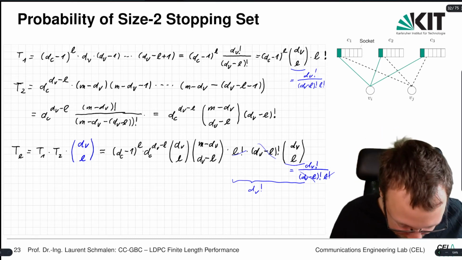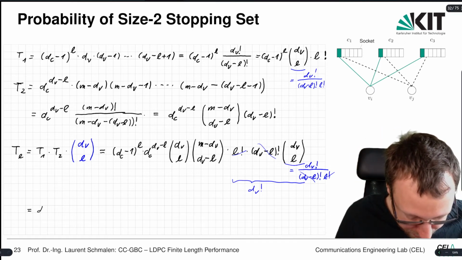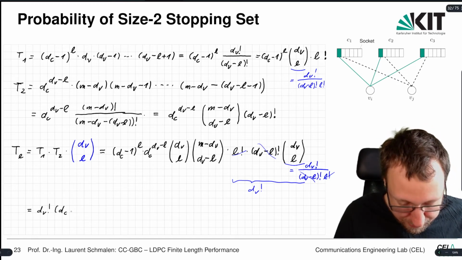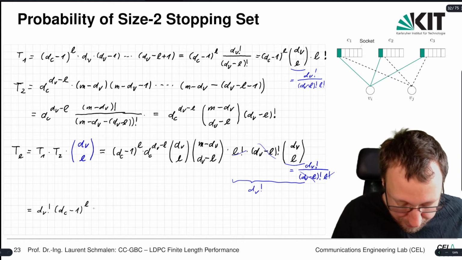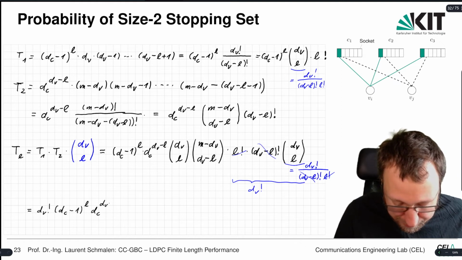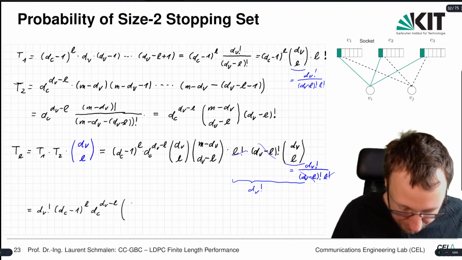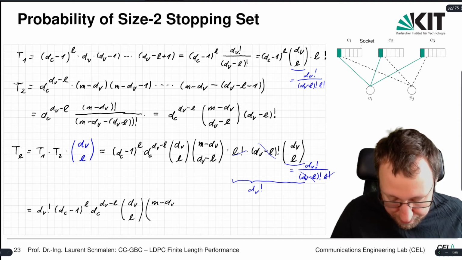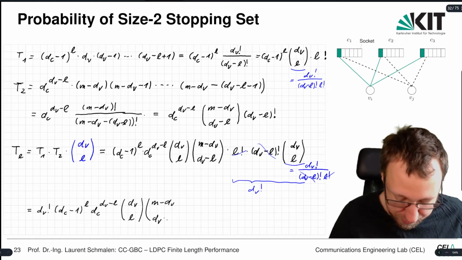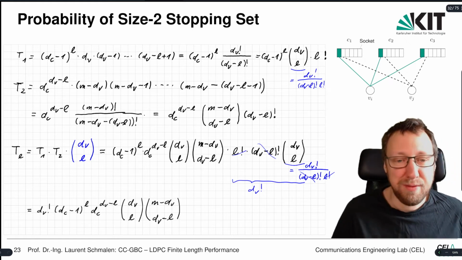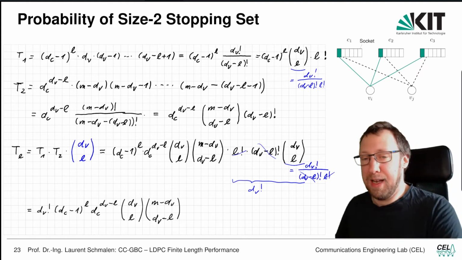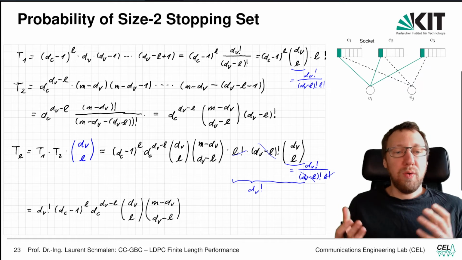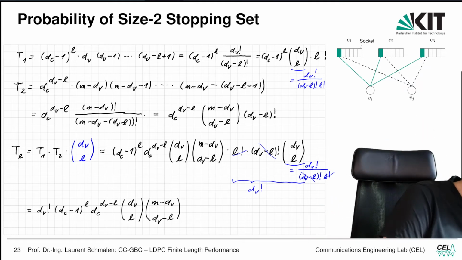So putting everything together, it is equal to dv factorial times dc minus 1 to the power l times dc to the power dv minus l times dv choose l times m minus dv choose dv minus l.